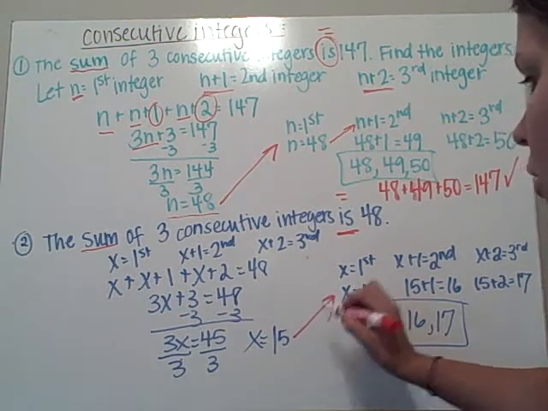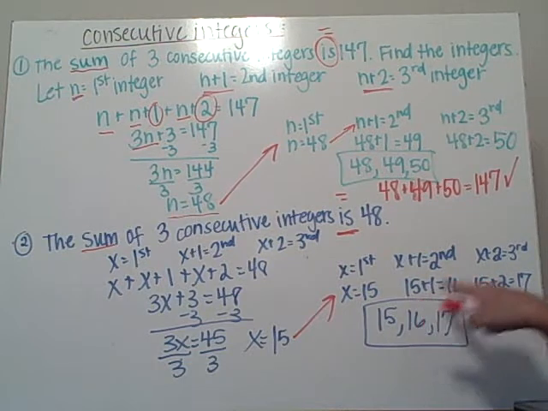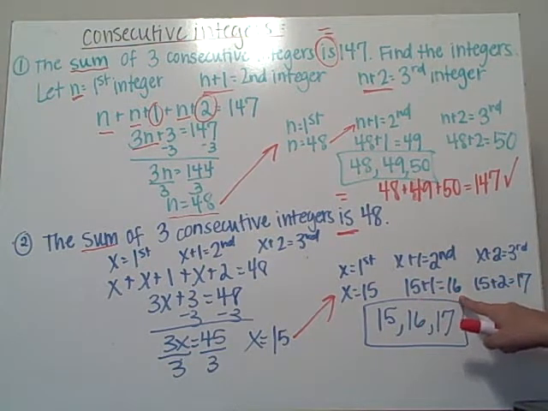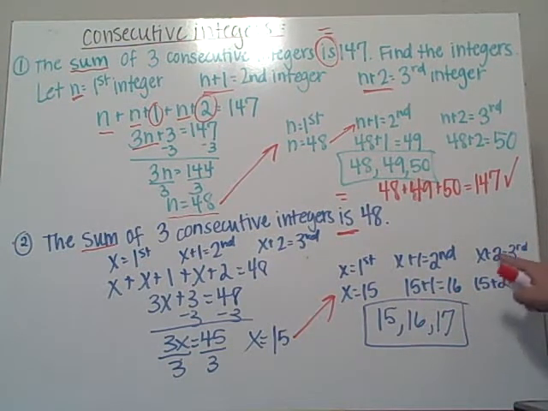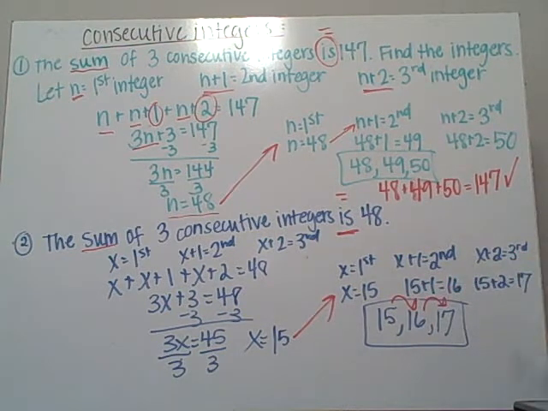That is only my first term. To get the second term, we add 1 to 15, so the second term is 16. And to get the third term, we add 2 to 15, so our third term is 17. These are consecutive because they go one after the other.